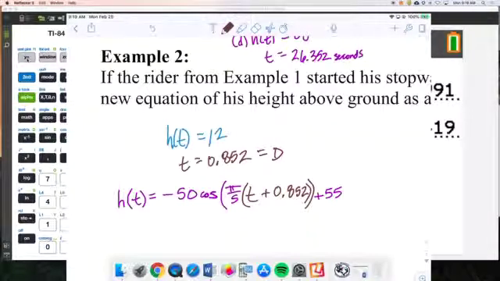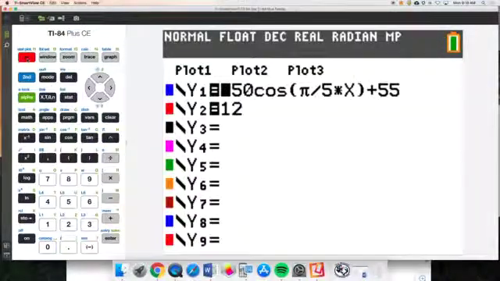Graph it, yeah. So now, let's go back to y equals. We don't need to graph 12 anymore, so we can just delete it or turn it off. And I'm going to come back up here and put an open parentheses. And I'm going to say x plus. Now guess what I'm going to put? I'm not going to put 0.852. Guess what I'm going to put? Alpha D, alpha donut, right?